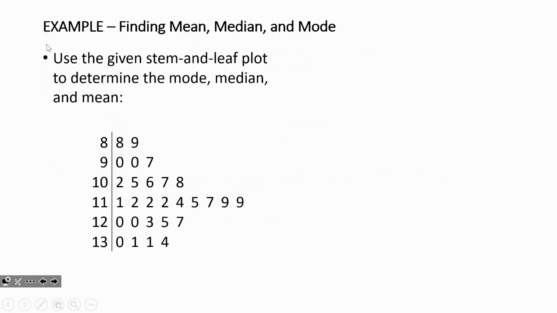We're asked to use the given stem and leaf plot to determine the mode, median, and mean. The mode is always fun to look for. We're just looking for which data value occurs the most. Taking a look at this, I see that 90 happens twice, 112 happens 3 times, and 120 happens twice. So it looks like 112 would be our mode. That's always what I start with: which data values appear more than once.